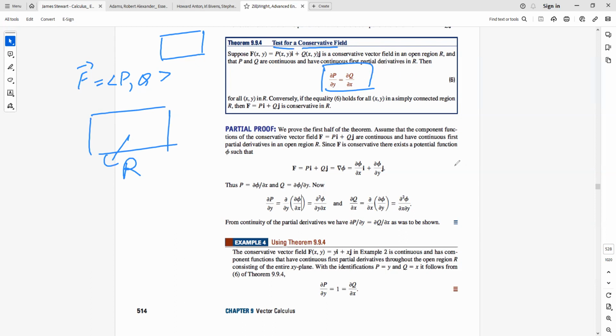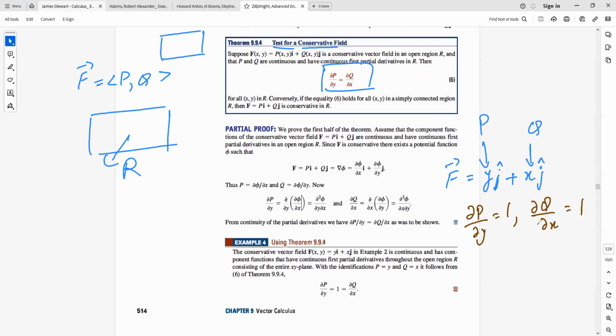Now let us take some example. For instance, we are given a field that is given by y i plus x j, and we can see that this function y, that is P, and this function x, that is Q, they both are continuous throughout the plane R2, and their first partial derivatives are also continuous. Therefore, we can test for this equality, and we can see here that both are equal. Therefore, the field that is given is a conservative field.